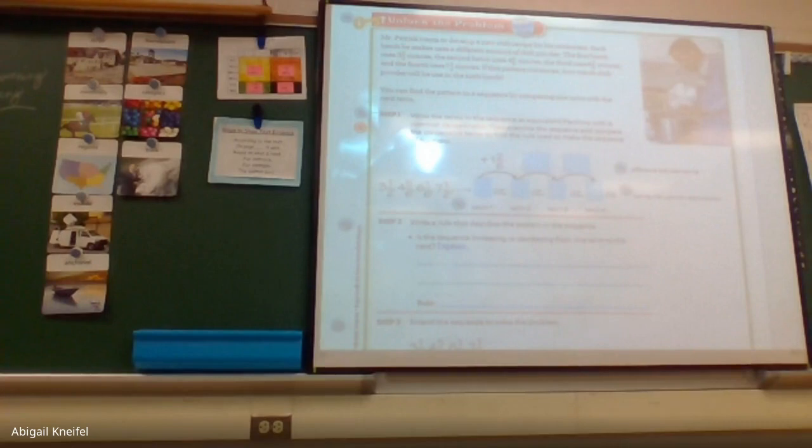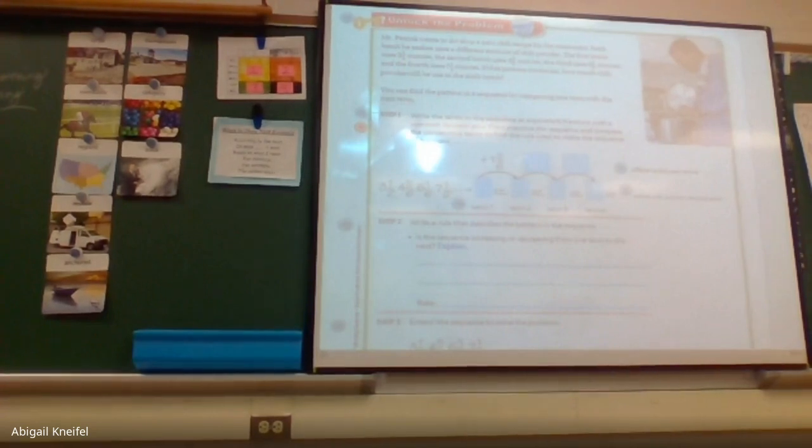So, let's unlock the problem. Mr. Patrick wants to develop a new chili recipe for his restaurant. Each batch he makes uses a different amount of chili powder. The first batch uses 3 1/2 ounces. The second batch uses 4 5/6 ounces. The third uses 6 1/6 ounces, and the fourth uses 7 1/2. If this pattern continues, how much powder will he use in the 6th batch?